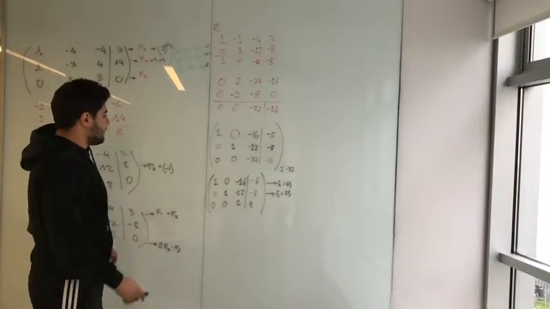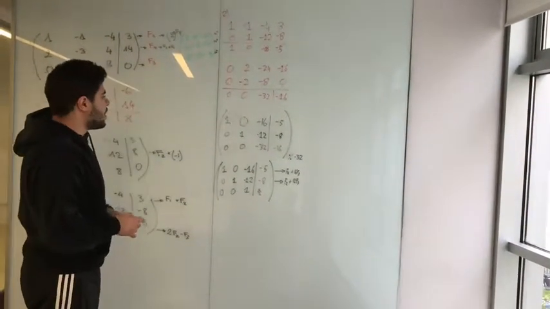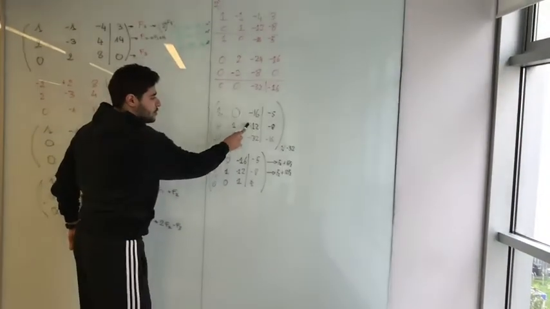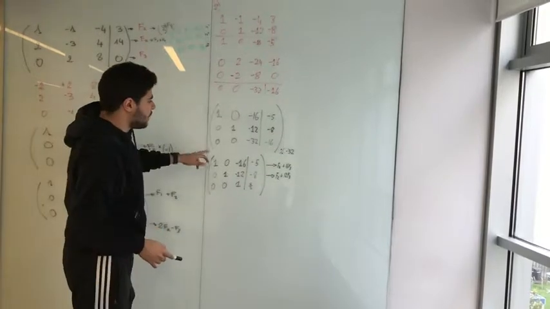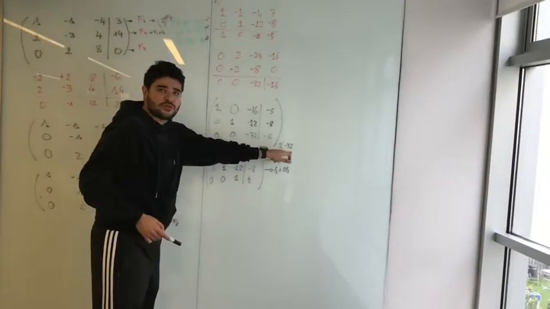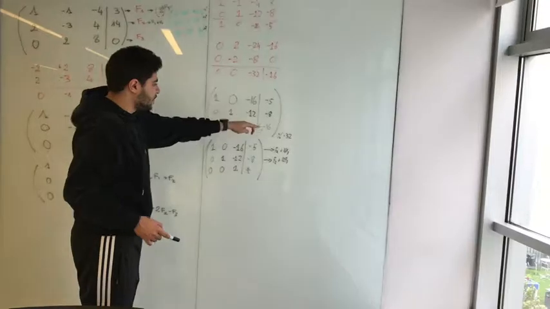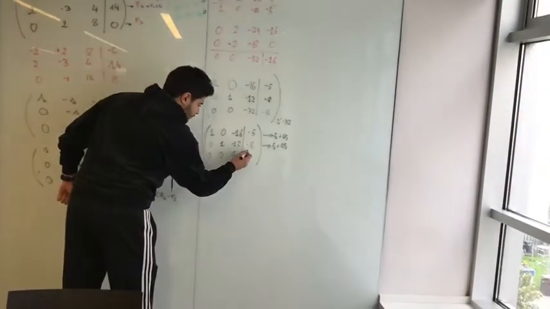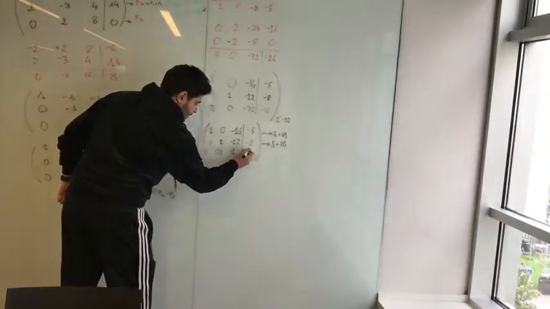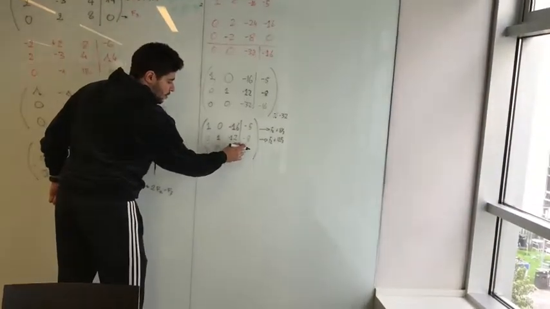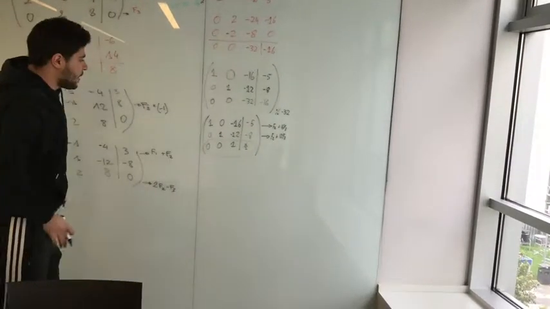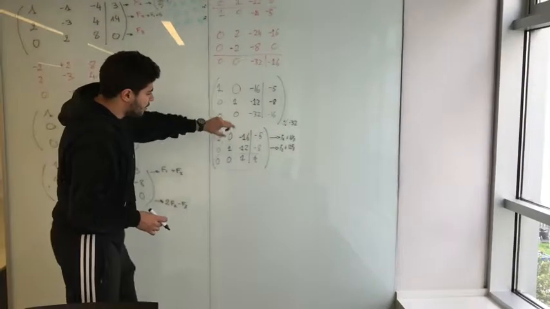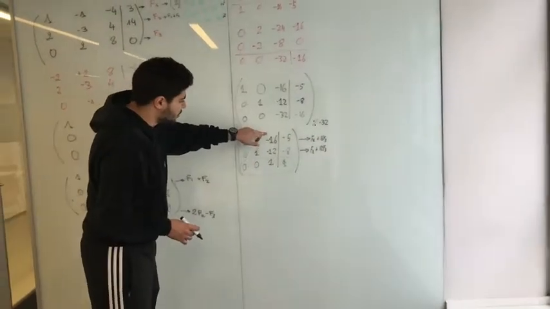Then, after that, what do we have to do? We have to have here, in the third column, 0, 0, and 1. So first, we divide this by minus 32 to have here a 1. Dividing this by minus 32, we come to this result: 0, 0, 1, 0.5. And then, what do we have to do? We have to have here a column full of 0, 0, and 1.